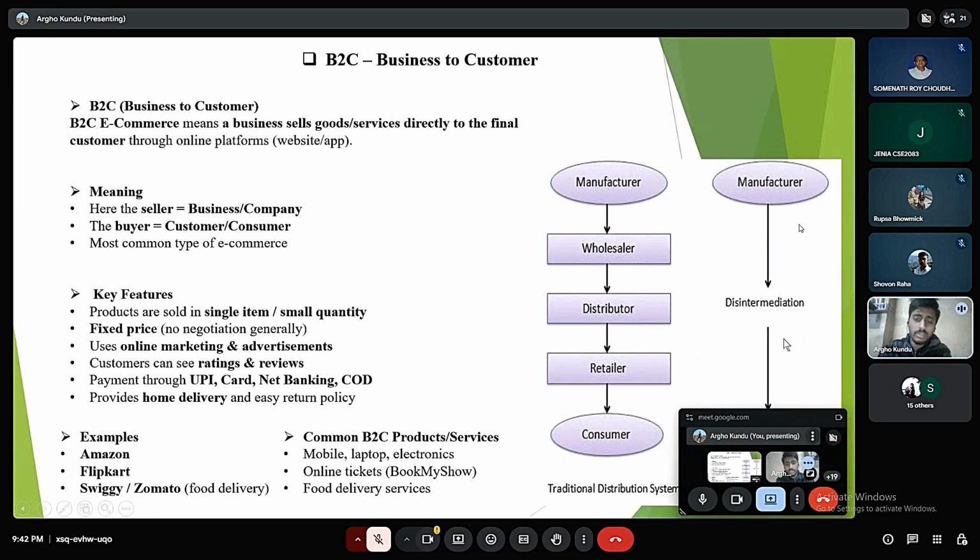B2C, business to customer. B2C is the most common form of e-commerce. Here, businesses sell goods or services directly to the final customer using websites or mobile apps. Products are usually sold in small quantities at a fixed price, supported by online marketing, ratings, and reviews. Examples include Amazon, Flipkart, and food delivery platforms like Swiggy and Zomato. Common B2C offerings include electronics, online tickets, and food delivery services.